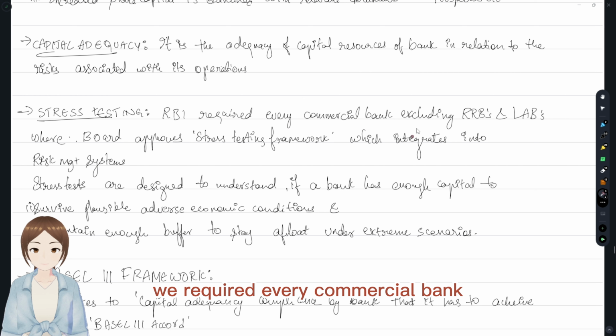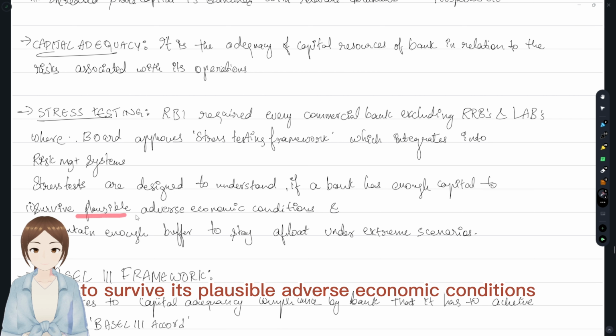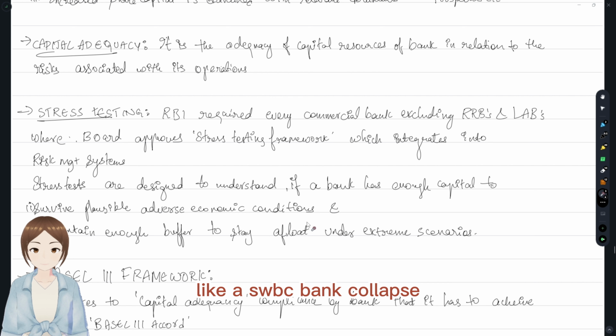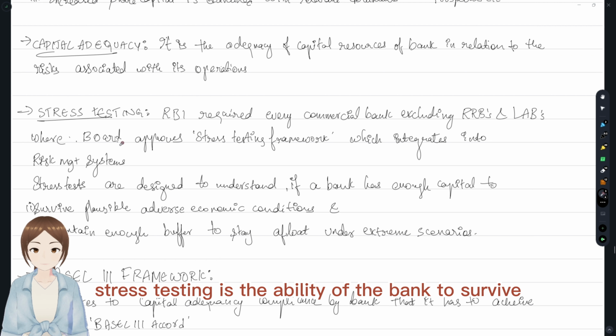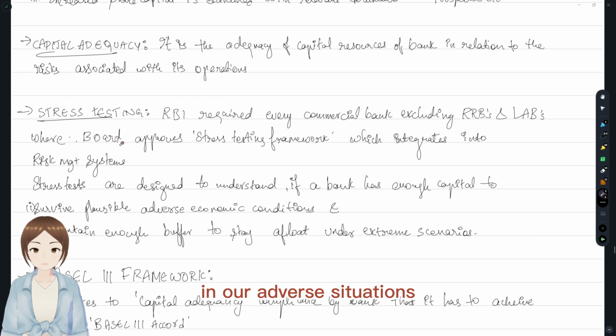RBI requires every commercial bank, excluding RRBs and LABs, to have a board-approved stress testing framework which integrates into risk management systems. Stress tests are designed to understand if a bank has enough capital to survive plausible adverse economic conditions, like the SVB bank collapse that we have seen here. Not that much of an effect on India. Banks maintain enough buffer to stay afloat under extreme scenarios, like the Ukraine war with regards to the banks of Ukraine, and they're talking about that. That is, stress testing is the ability of the bank to survive in adverse situations.